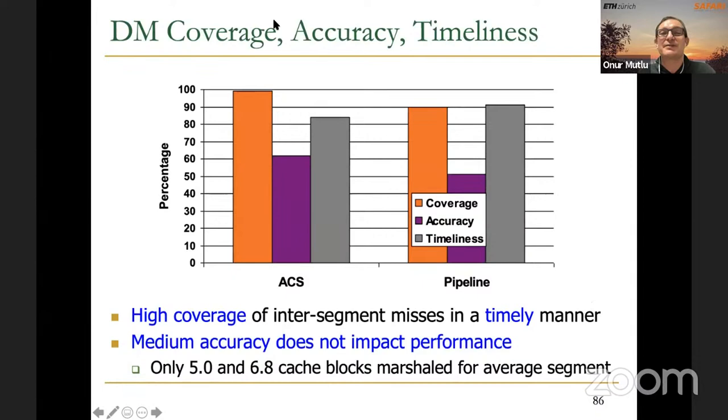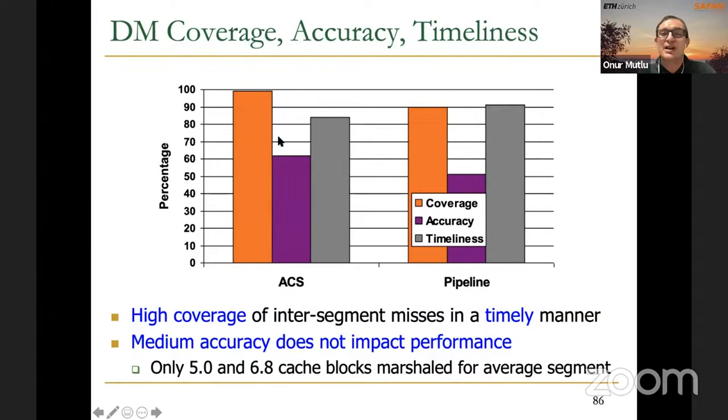Okay, so let's quickly analyze the coverage, accuracy, and timeliness of this. So coverage means, what fraction of the inter-segment misses do you cover? And it's very close to 100% in X-rayed critical sections. It's close to 90% in pipeline parallelism. The reason we don't cover 100% is because we don't correctly identify generator instructions all the time, right? Because profiling is not perfectly accurate. So with better profiling methods, you can improve coverage.